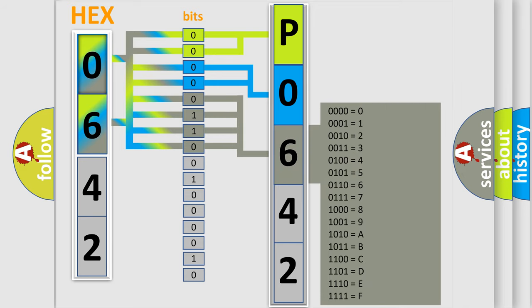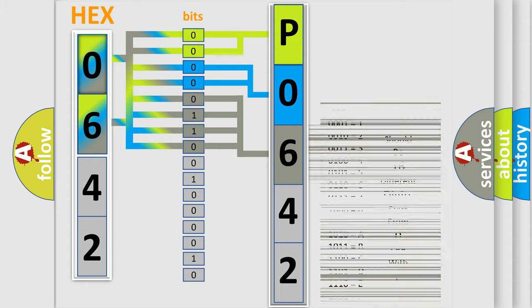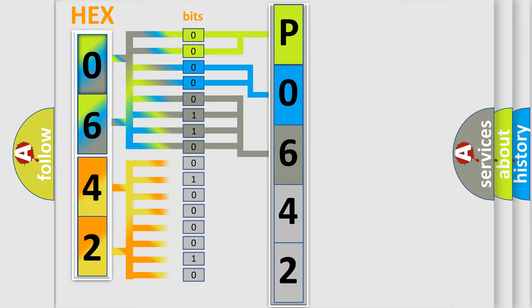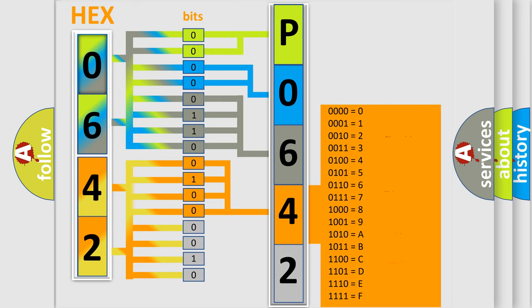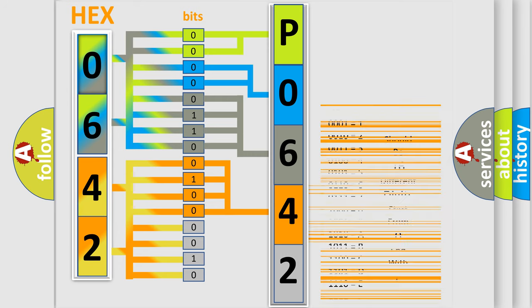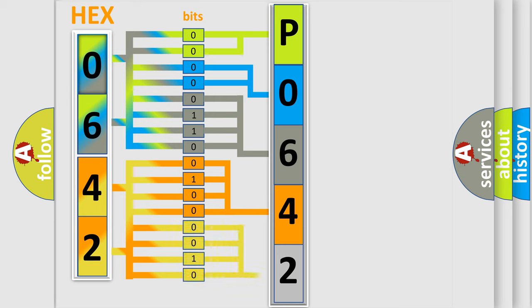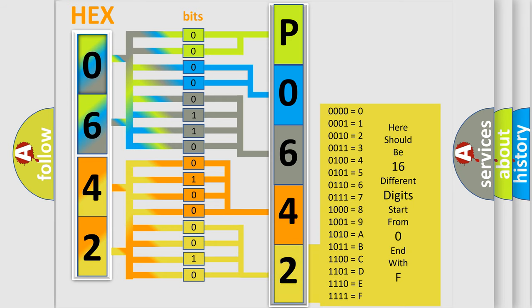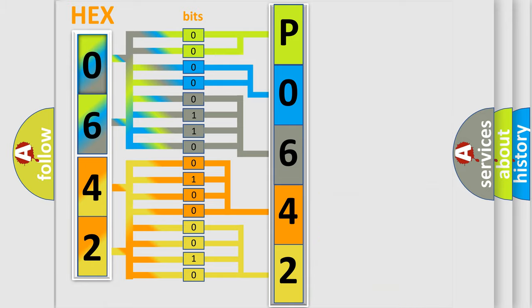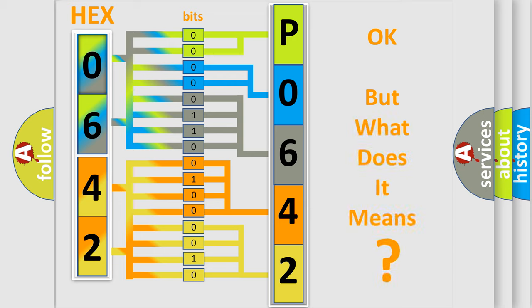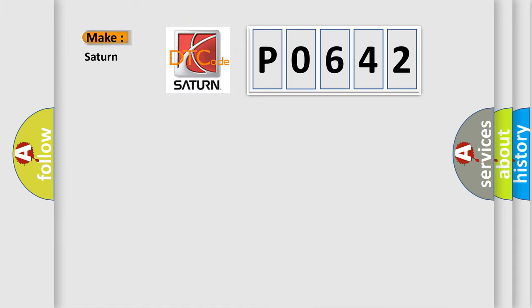The second byte is composed of a combination of 8 bits. The first 4 bits determine the fourth character of the code, and the combination of the last 4 bits defines the fifth character. A single byte conceals 256 possible combinations. We now know in what way the diagnostic tool translates the received information into a more comprehensible format. The number itself does not make sense to us if we cannot assign information to what it actually expresses. So, what does the diagnostic trouble code P0642 specifically mean for Saturn vehicles?